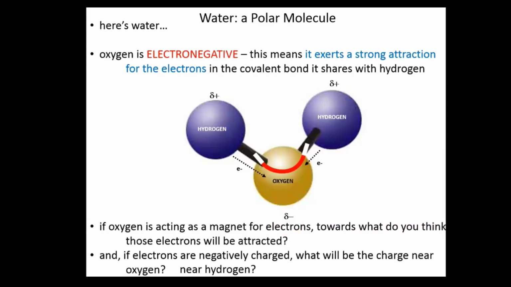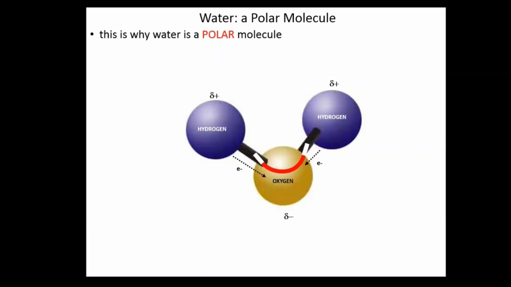Both of the hydrogens of oxygen have a partial positive charge because they're electron deprived. The electrons are spending far less time around hydrogen, and because the electrons are negatively charged, negative charge is spending far less time around hydrogen, making that hydrogen more positive than it would normally be. And this is why water is a polar molecule. It's polar because it has two different ends. It's polar because it has an uneven charge distribution.